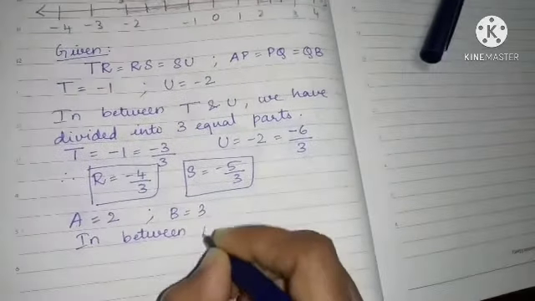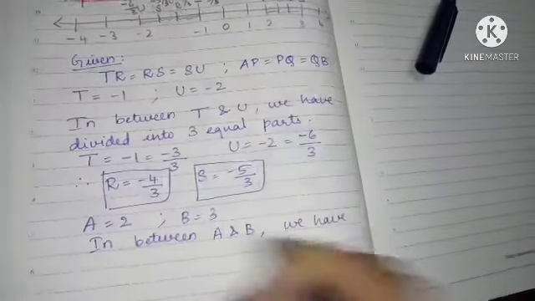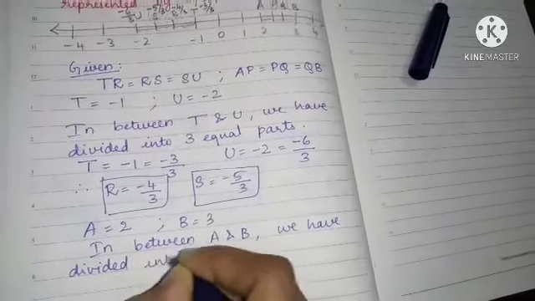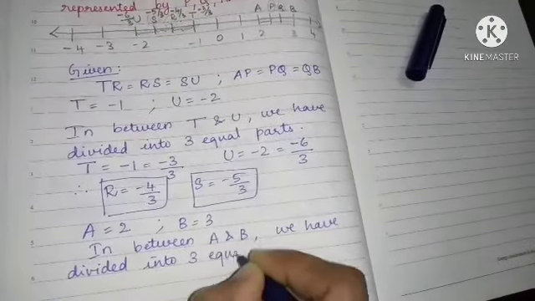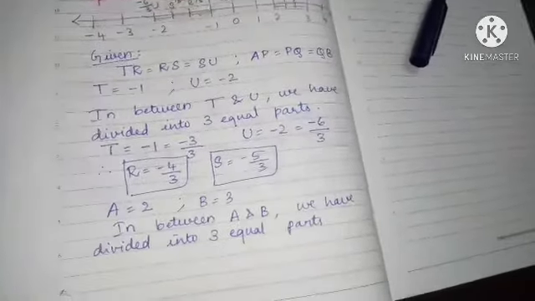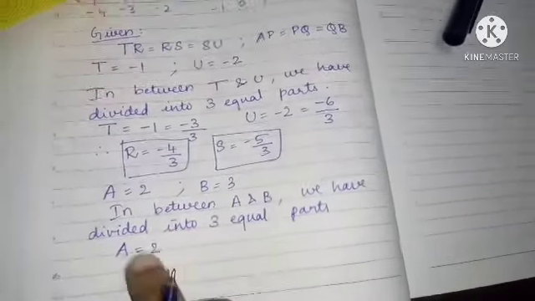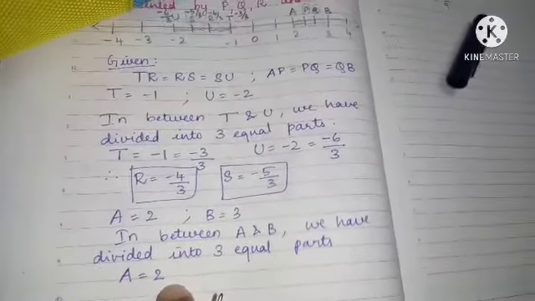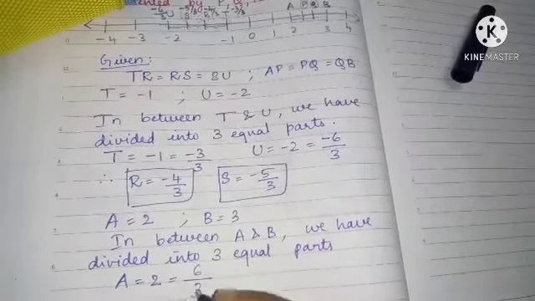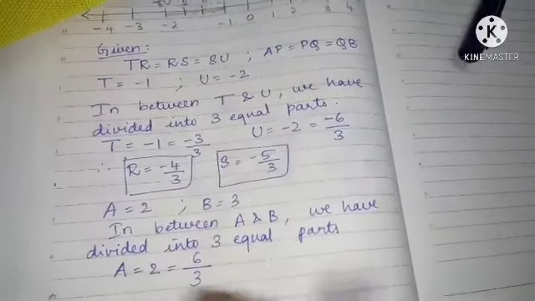In between A and B, we have divided into 3 equal parts. So if 3 equal parts is there, what will be the denominator? 3. So A, which is nothing but 2, I am going to write in terms of division 3. So 2 can be written as 6 by 3. 6 by 3 is nothing but 2, right?